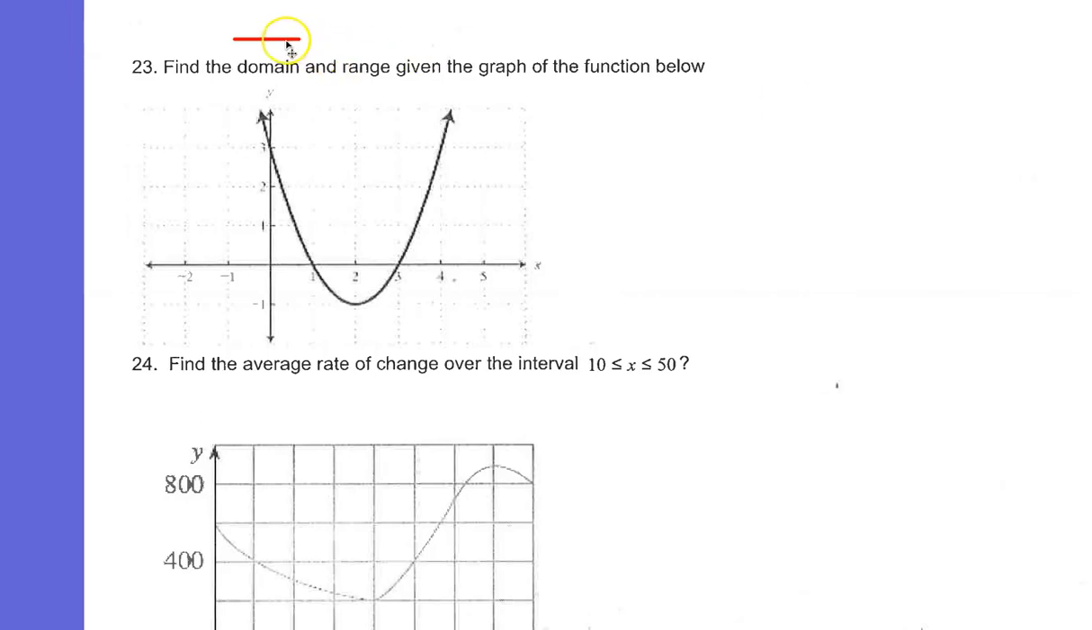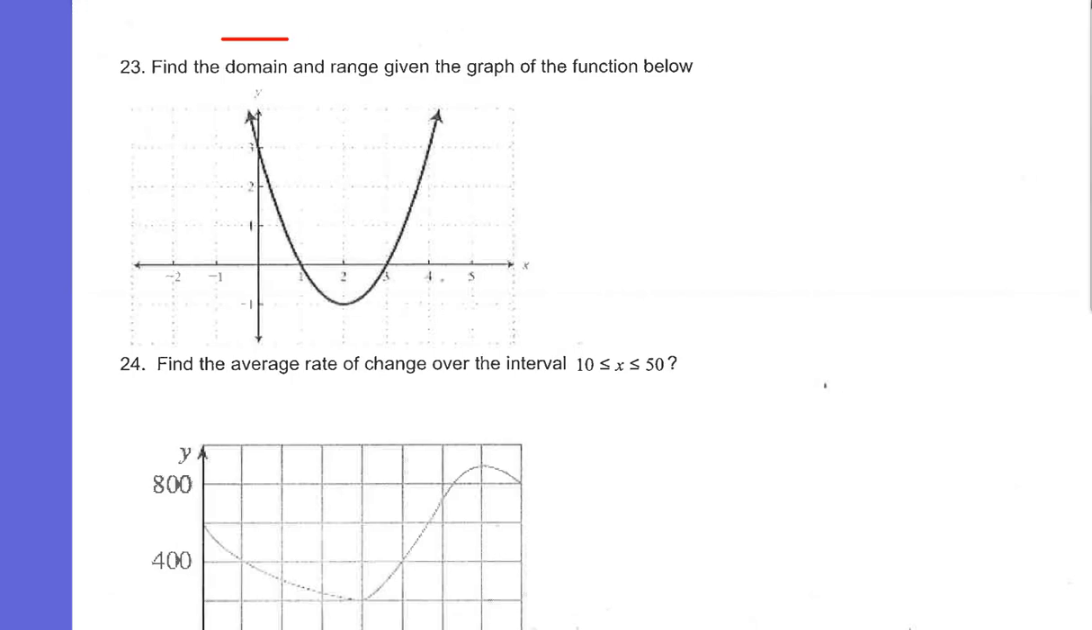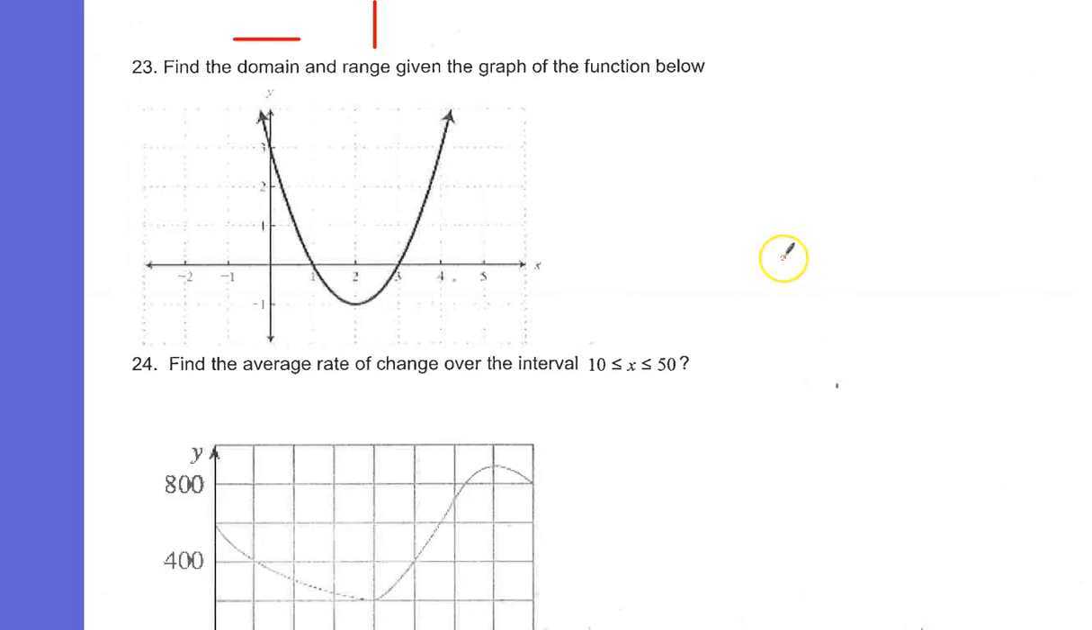Okay, the question says, find the domain and range of the graph of the function below. And the domain, as we remember, is lefty-righty, so I'm going to remind myself domain goes left and right, and then range. When it says range, I remind myself that I'm looking for the uppy-downy numbers. This one's a little bit tricky because these arrows are on there. So I'm going to draw an infinity symbol next to that.